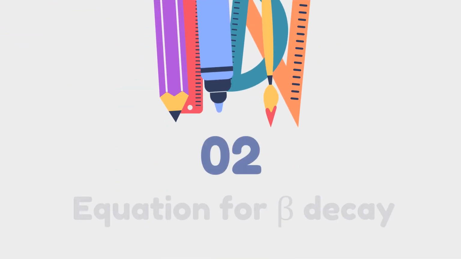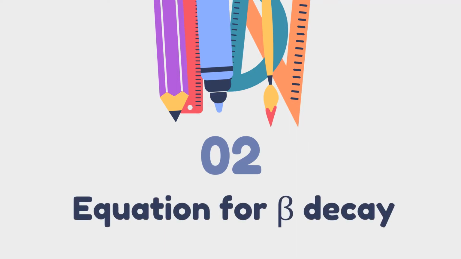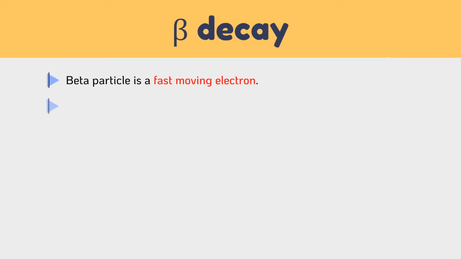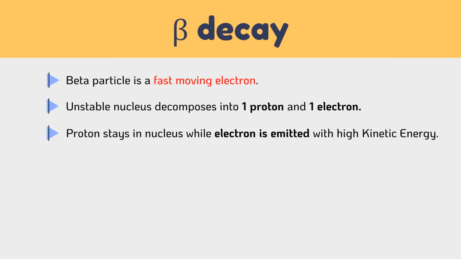Now, let us continue with number 2, which is the equation for beta decay. Beta particle is a fast-moving electron, where an unstable nucleus decomposes into one proton and one electron. But only the proton will stay in the nucleus while the electron is emitted with high kinetic energy.